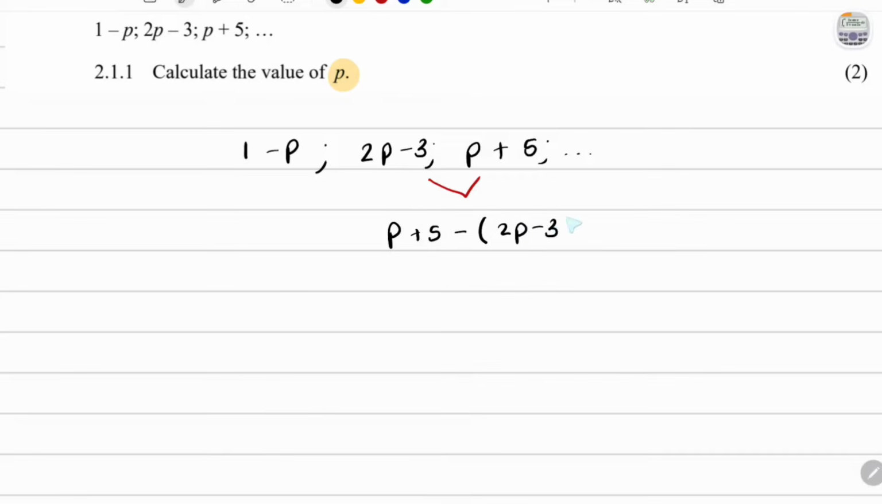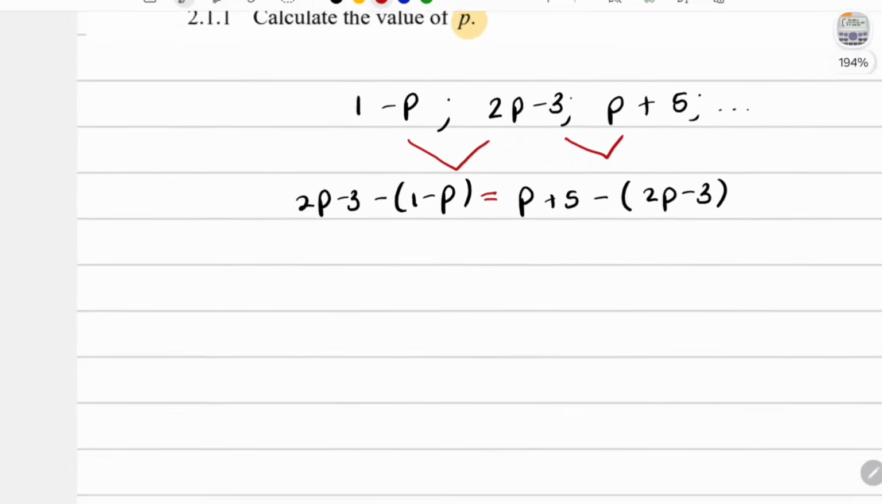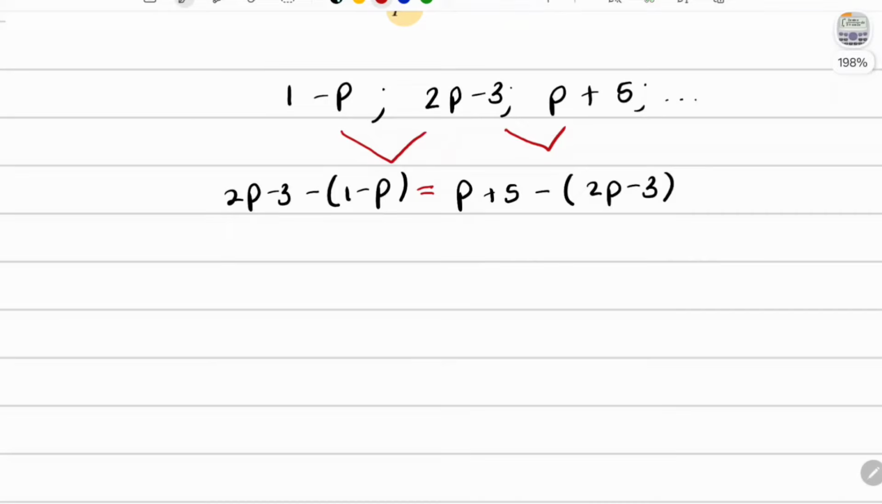So 2p minus 3. And then we're also going to find the difference here: that minus that, second term minus first term. So that is 2p minus 3 minus, again, bracket 1 minus p. So this is the difference, and that is also the difference. But because it's arithmetic, the difference needs to be constant all through. So it means that these are equal to each other, so we can equate them. This is our equation, and it will help us to solve for p.